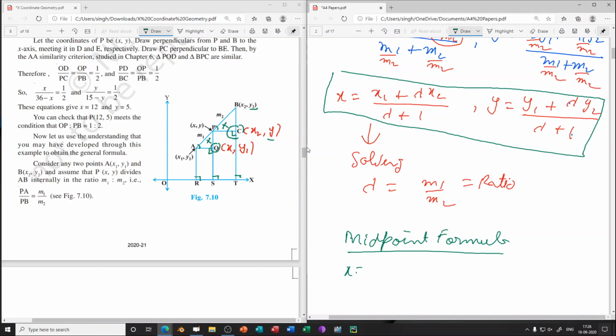So our x will be x1 plus x2 over 1 plus 1, that is 2, because lambda is 1. And the y coordinate, in the same way, will be y1 plus y2 over 1 plus 1, that is 2. So this is what is known as the midpoint formula. By using this formula, we can get the coordinates of point P when point P is lying exactly at the middle of the line segment AB.